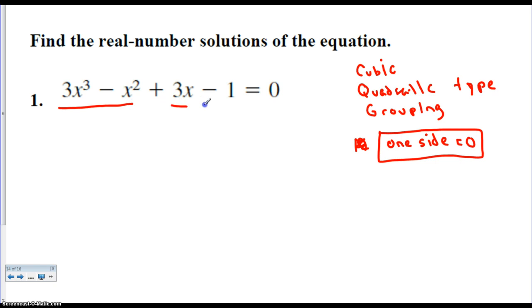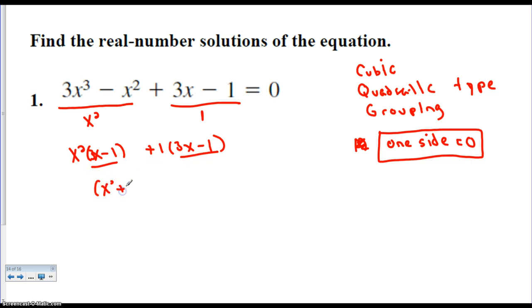So I'm grouping those two terms together. It looks like the greatest common factor is x squared, and the greatest common factor there is 1. So I end up with x squared times x minus 1, plus 1 times 3x minus 1 there. Because I have identical quantities, 3x minus 1 and 3x minus 1, it looks like I have x squared plus 1 times 3x minus 1.